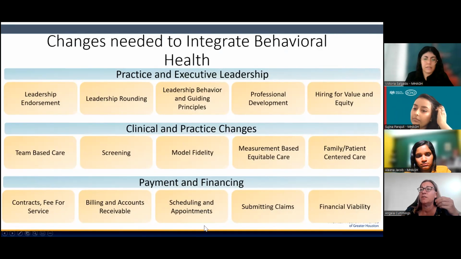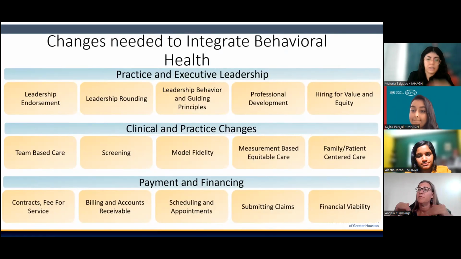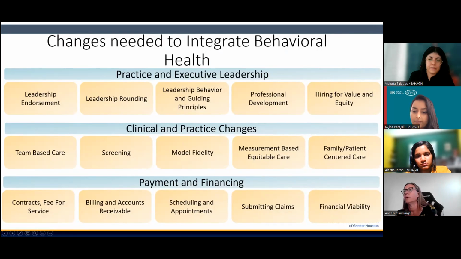You may need to look at your scheduling template, right? So do you have those scheduling templates, appointments for both types of slots for both types of appointments available? And can the same person do that scheduling? Are you submitting those claims in a timely fashion? And then financial viability. So going through and actually seeing, what are you billing? What are you actually being reimbursed for? So it's a lot, and it's from the top level of your clinic, the frontline providers in your clinic, and then the administrative side. It really takes everyone to make this happen.